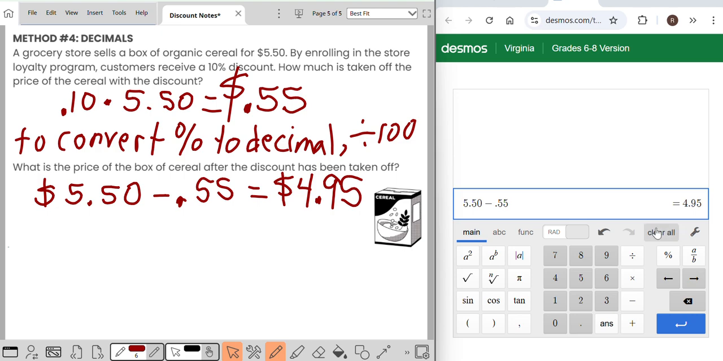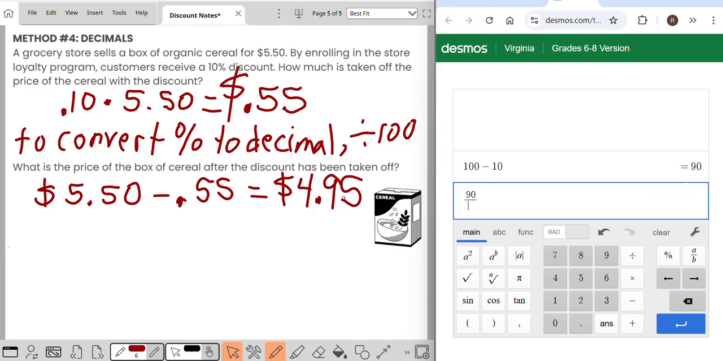Or, just like before, you can do it in one step. So if the $5.50 is 100% of the price, and you're getting a 10% discount, let's subtract that 10%. That means 90%, okay, is what you have to pay. But how do I change 90% to a decimal? You divide it by 100. So then you have 0.90 or 0.90. I guess I'm just going to put 0.9.